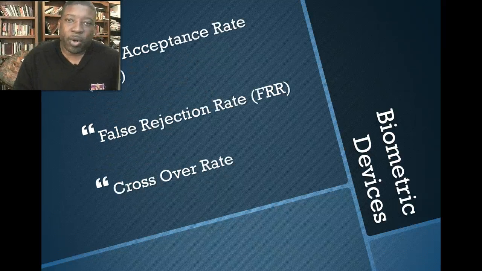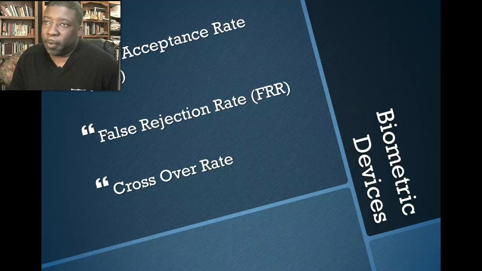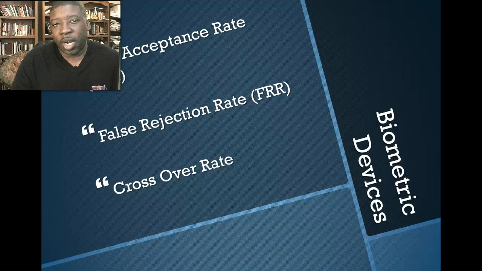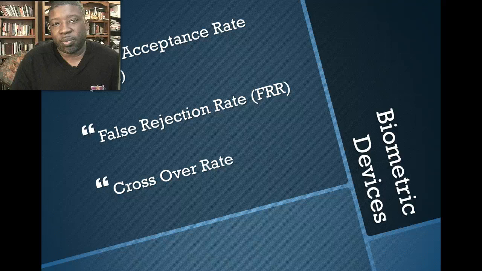Now, when it gets it wrong, let's say you're trying to authenticate or be authenticated in the system, and you put in your password and it doesn't accept you, or you do your retina scan or iris scan and it's really you, but you don't get access. That's a false rejection. You should be accepted, but you are rejected.